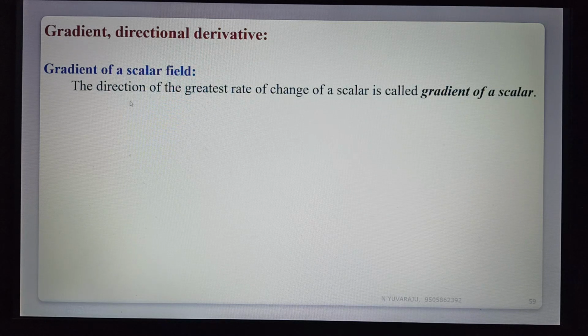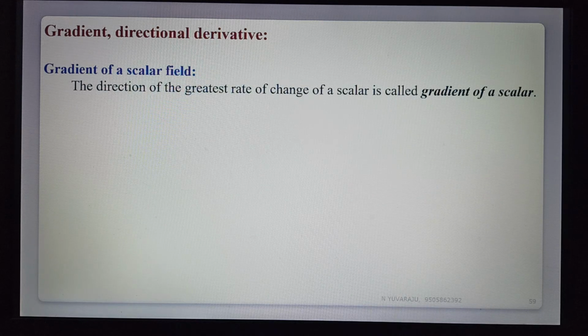The direction of the greatest rate of change of a scalar is called the gradient of a scalar. Gradient here means a vector, so the gradient of a scalar is in vector form. Vector differentiation means rate of change here. So the direction of the greatest rate of change of a scalar is called the gradient of a scalar, and the gradient of a scalar is always a vector.